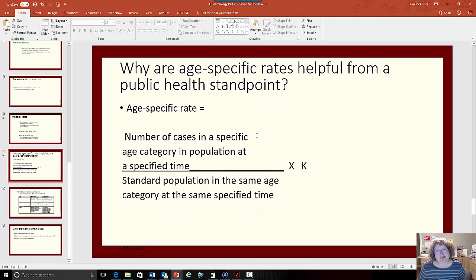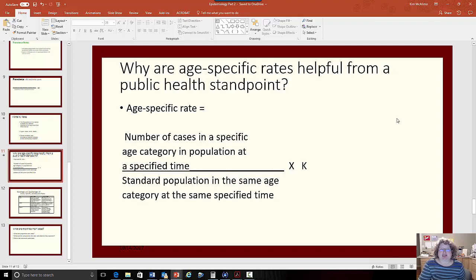So why are age-specific rates helpful from a public health standpoint? Let's talk about adjusted and specific rates. Adjusted rates are rates that are more or less fictional. The adjusted rates look at what the rate would be if the population under study had the same age divisions as the general population. So they're taking the age ranges from the general population number and then processing the different rates as though that was the population for that specific group.